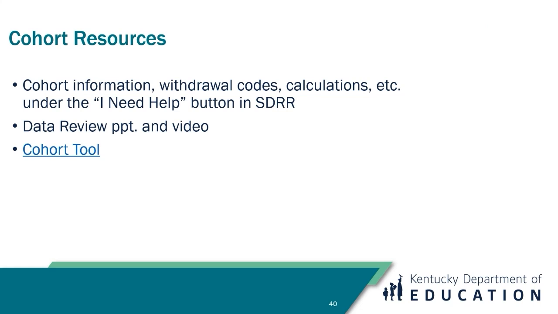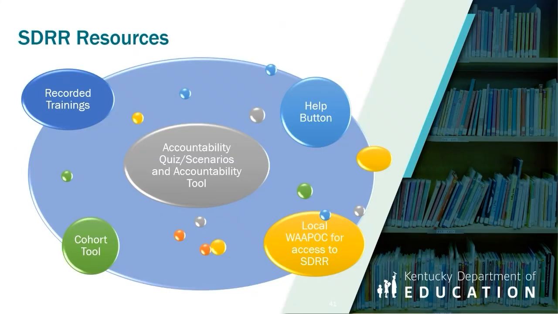Cohort resources: you have the I Need Help button that has all the withdrawal codes, the calculations, all the information you would ever need about cohort underneath that. Also, the data review PowerPoint and video that I'm doing now will have the cohort section to help you with that, and also the cohort tool that's linked on this will help you. Here are all the SDRR resources that I just went over with you.